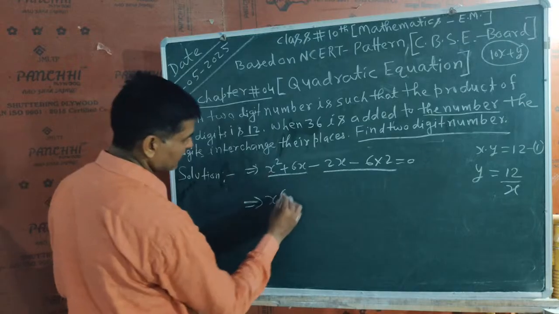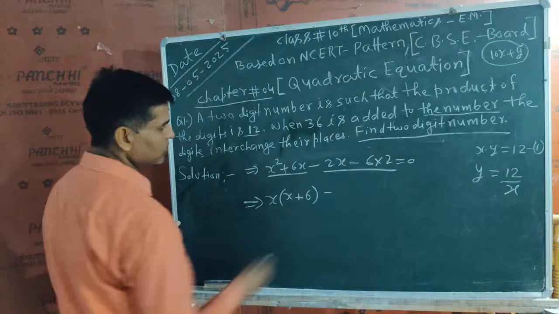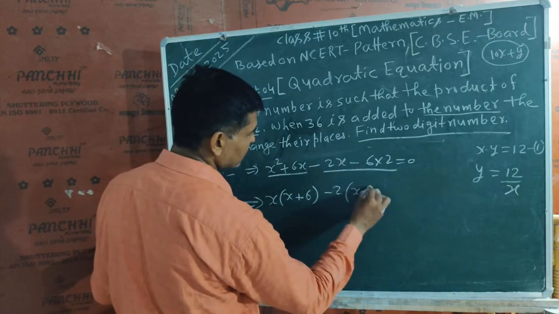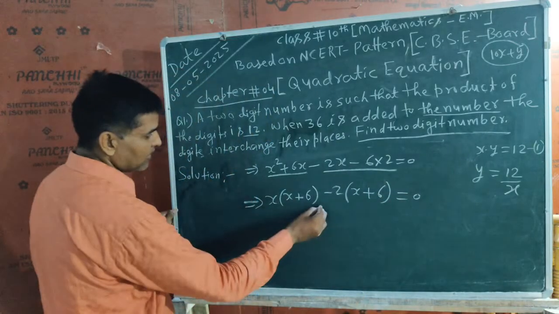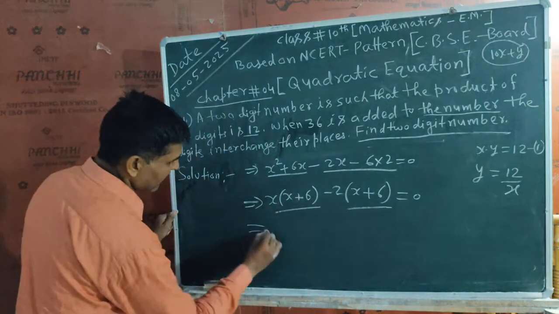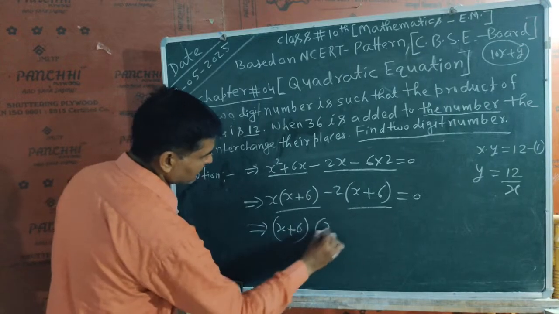So here will be x plus 6. And then I am going to take minus 2 common, so here will be x plus 6 which is equal to 0. Again I am seeing x plus 6 and x plus 6 is common. Again I have to take x plus 6, and in the bracket I have to write x minus 2 which is equal to 0.